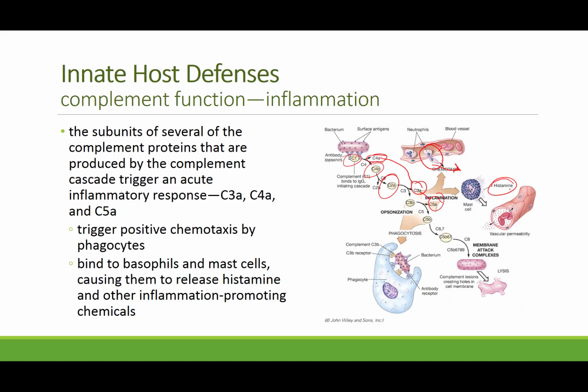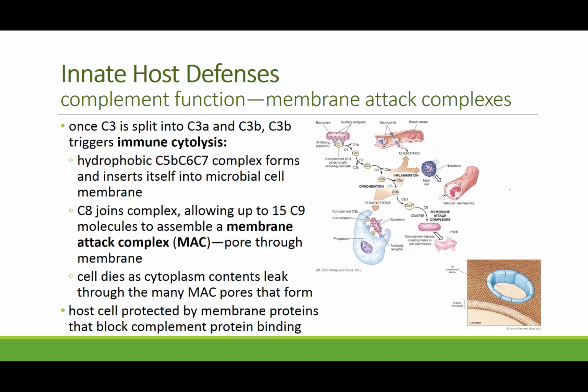Okay, so opsonization, there's inflammation, and then last of all is the production of these membrane attack complexes. So once again, we got to get C3 built here. So we've made it down. We split up C3 into C3b. C3b then acts as a trigger for a process called immune cytolysis. So here's cyto, that means cell. Here's lysis, that means breaking it up. So this is cell destruction. And so what happens is we get C5b made. So we got C5b. C6 is around, and so is C7.